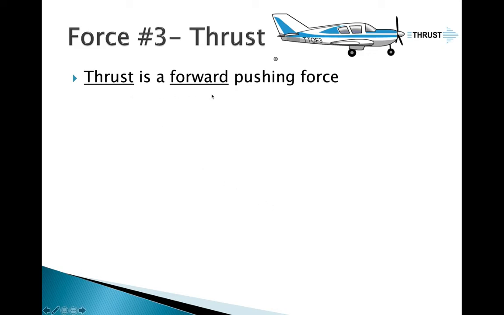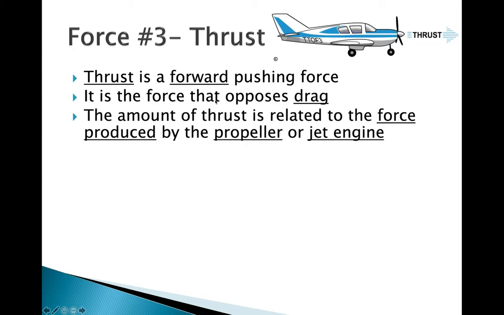All right, so thrust is a forward pushing force. It is the force that opposes drag. Okay, so I guess you don't have to write any of that down because we already have that. Okay, you should write this down. The amount of thrust is related to the force produced by the propeller or the jet engine. So of course, if it's a more powerful plane, like a jet compared to a propeller, then there's going to be way more force, like the air is being shoved even further and faster behind the plane to cause it to move in the opposite direction, which would be forwards.